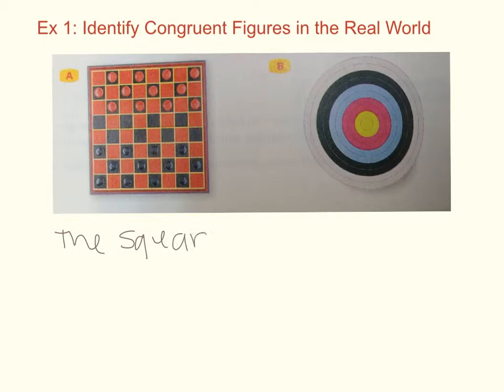If we cut one square off and place it on top of all the other squares here, they will be congruent. Is there anything else that's congruent? How about the checkers themselves? Those circles, if you take one checker off and place it on every other checker, they're the same size and shape. So the checkers.